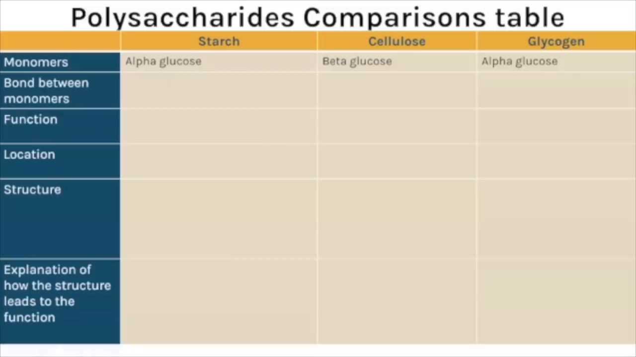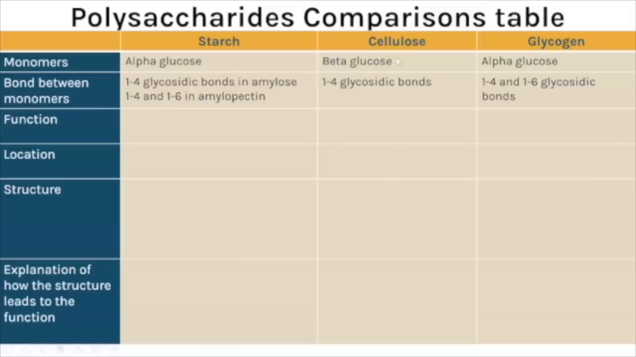So just to summarize everything you need to know about the carbohydrates polymer, which is the polysaccharides, you need to know which monomer they're made of. Now, yes, it is glucose for all 3, but which isomer is different. Starch and glycogen are both made from alpha glucose, but cellulose is beta glucose.